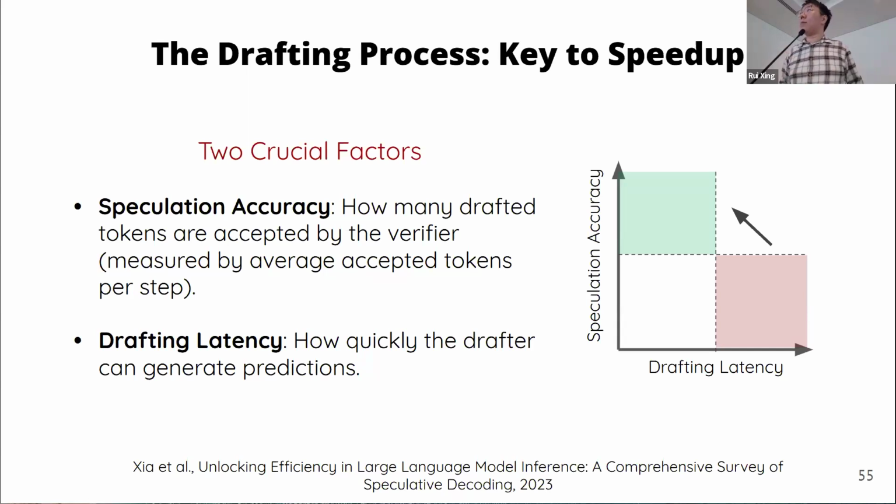Then we must consider the drafting latency, because the draft model is still a model, so it still costs some effort to generate the draft tokens. So that's a balance. We want to decrease the drafting latency and also increase the speculation accuracy. The best method should be in the green area.